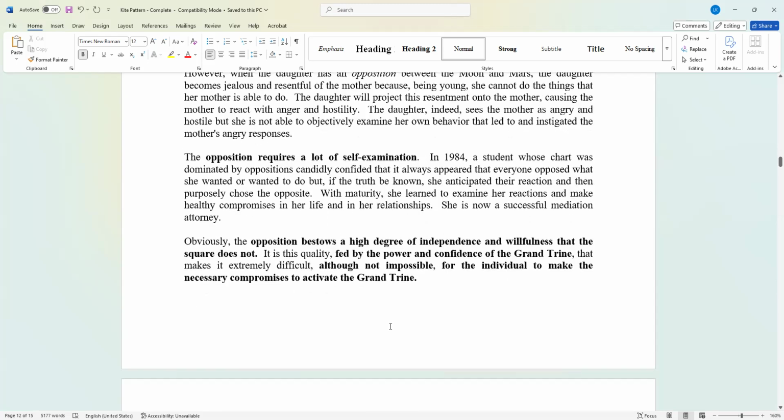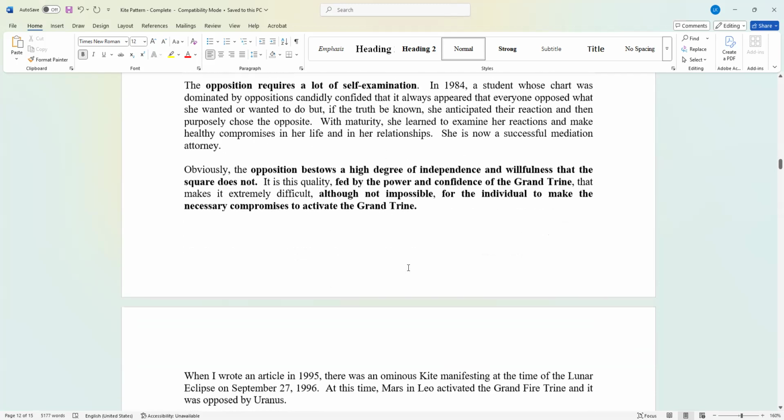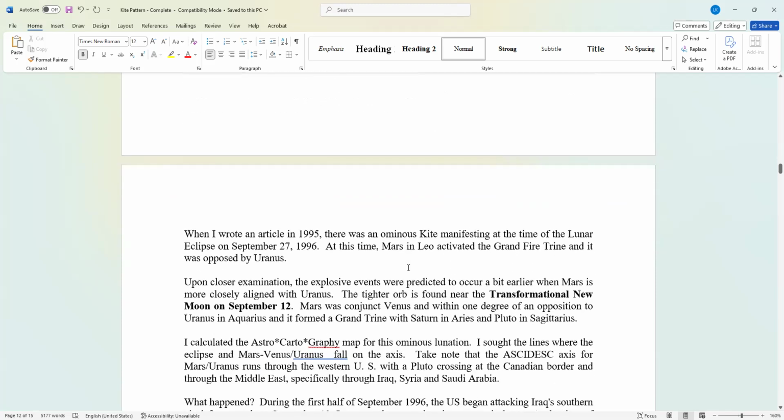Now, obviously, the opposition bestows a high degree of independence and willfulness that the square doesn't. The square can make us feel more insecure, and it is fed by the power and confidence of the grand trine. It is not impossible for the person to make compromises to activate that trine, but it takes a lot of self-examination and soul searching to find out what's going on here with that opposition.